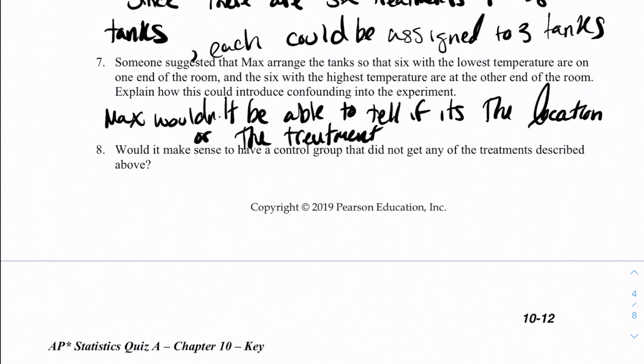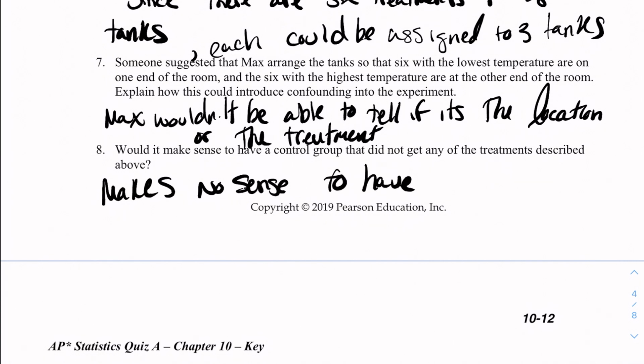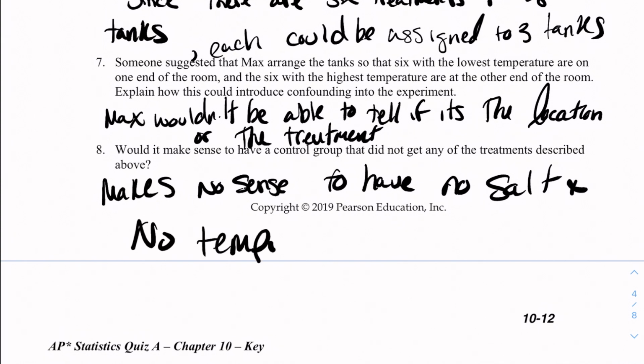And why would it make sense to have a control group that did not get any of the treatments described above? Sorry, would it make sense? Okay. What would you be doing? Putting mussels into water at a temperature? So like if you used no salt, mussels would die. And it makes no sense to have no temperature. Like, what does that mean to control for temperature? Like if we're setting it low, medium, and high, obviously we have to have a low, medium, or high. And mussels are creatures of the sea. They need salt to live.